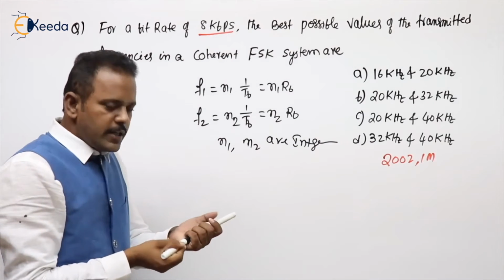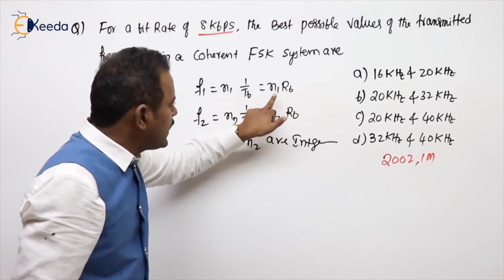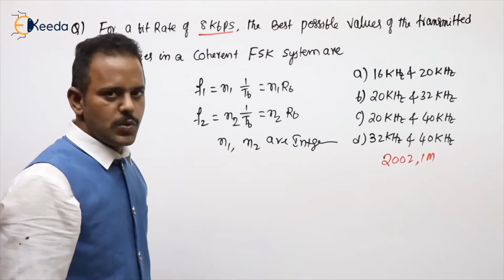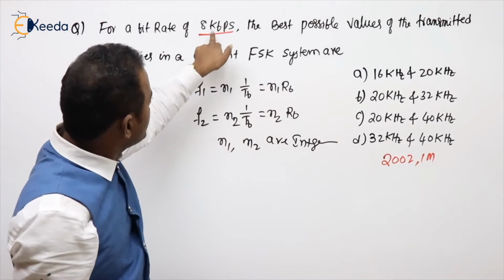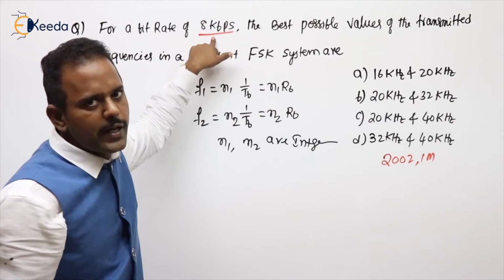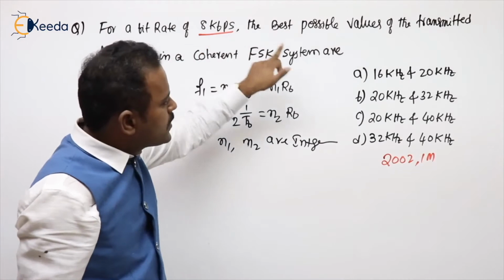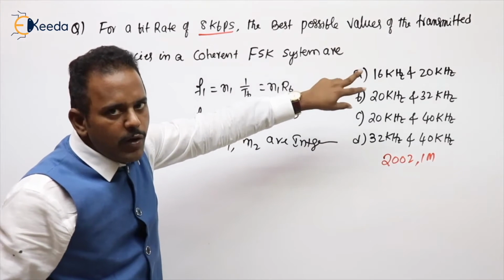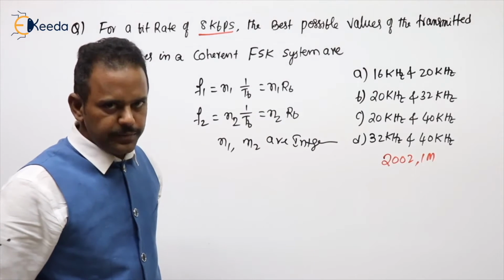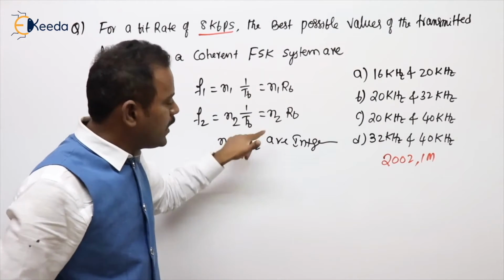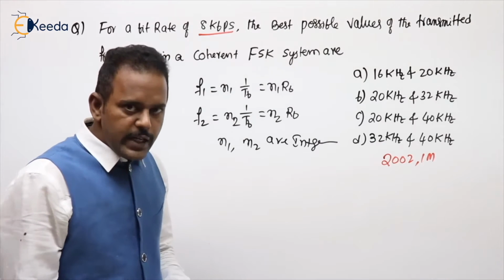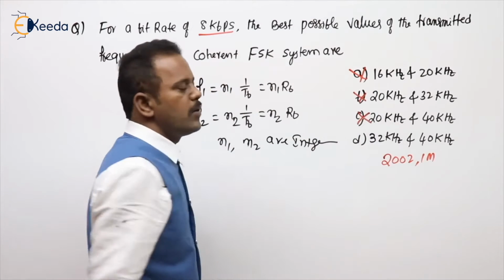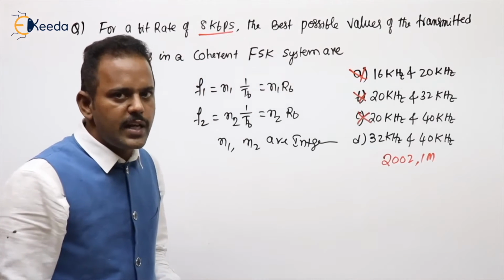If you multiply RB with some integer, F1 has to come, and with another integer, F2 has to come. The bitrate is already given as 8K, so use the 8 multiplication table. In the first option, 8 2s are 16, but 20 won't come in the 8 table. You can observe that N1 and N2 should be integers. If 20 is not coming, the first 3 options are ruled out, because in those options 20K is given.